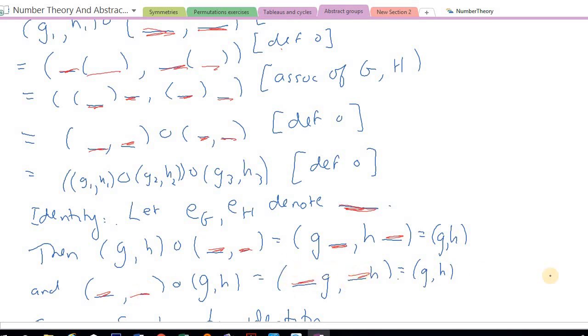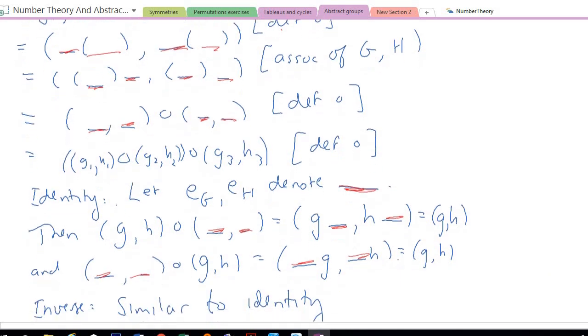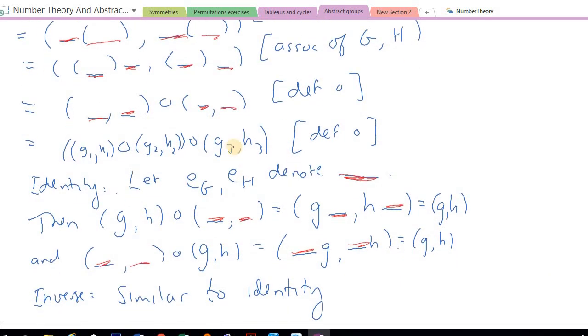Now the proof of inverse is very similar. You're going to define the inverse of a product element in terms of the inverses of the individual components of the product. So you'll take something like (G, H) composed with something, and what you'll have to get here is your identity element. Then you'll have to do the same thing: the something composed with (G, H) also gives you the identity element. So hopefully that gives you a good outline on how to do this problem.